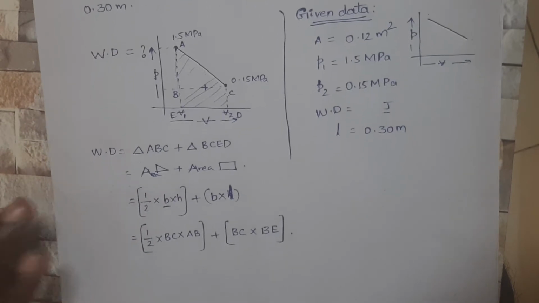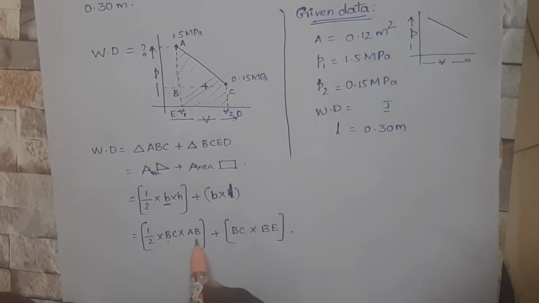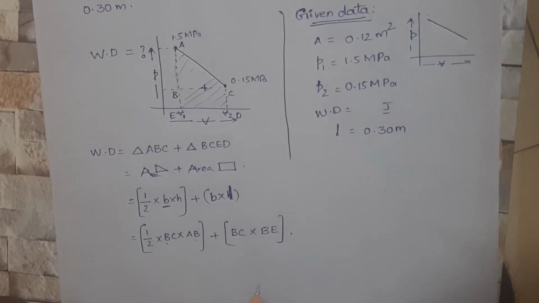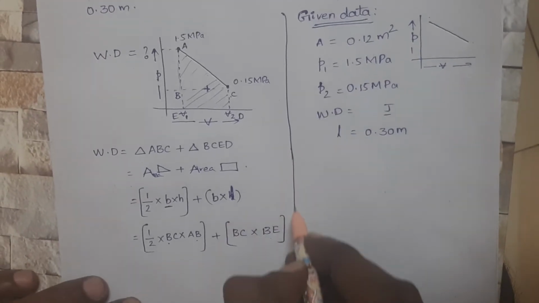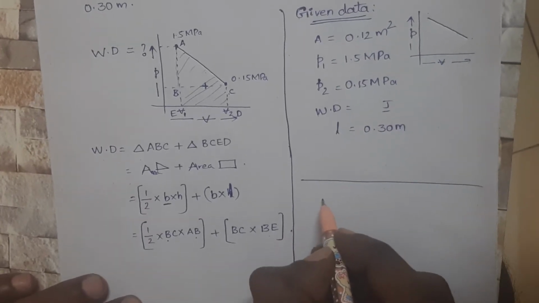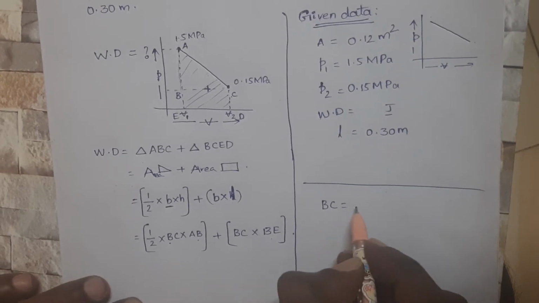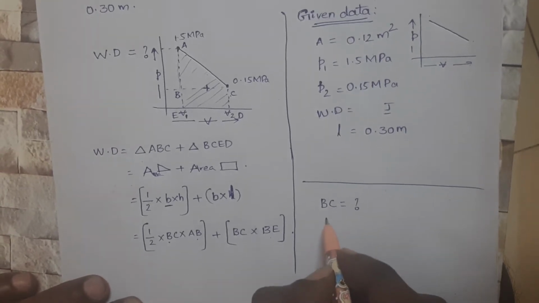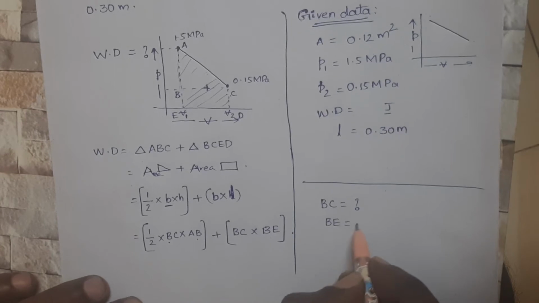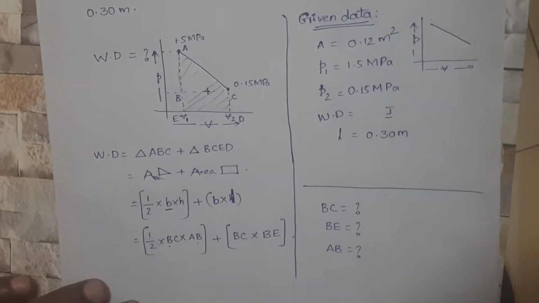So what we know here, do we know BC, AB and BE? First we will try to get those details. BC, so calculating BC, calculating BE and calculating AB, question mark.